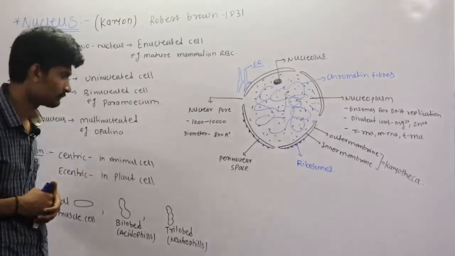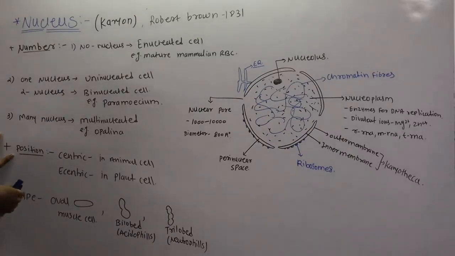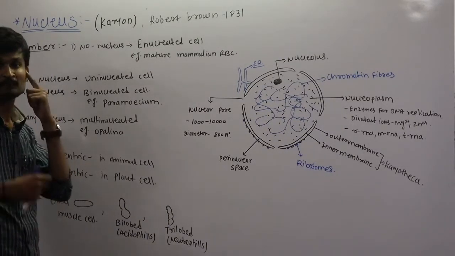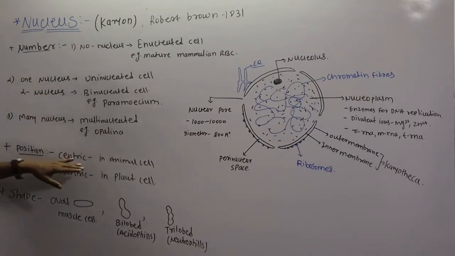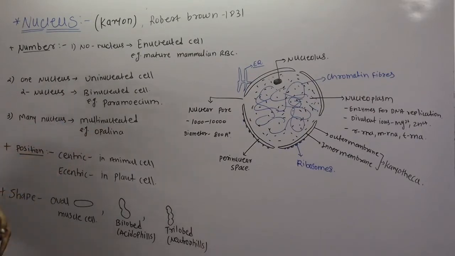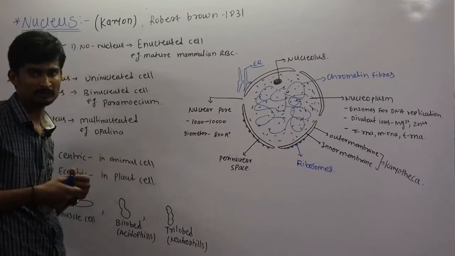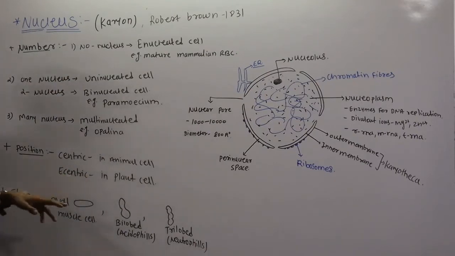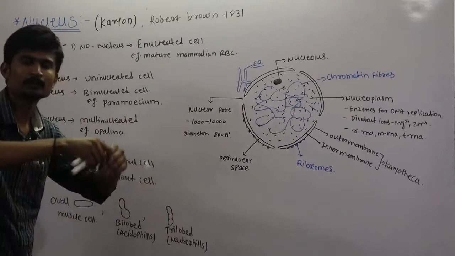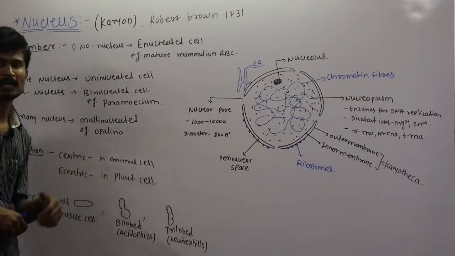Opalina is an animal. Then next is the position of the nucleus. There are two positions, centric and eccentric. Centric means at the center of the cell. The centric position is present in animal cells. Eccentric means away from the center, meaning the nucleus is present at the periphery of the cell, and the eccentric position is seen in the plant cell.